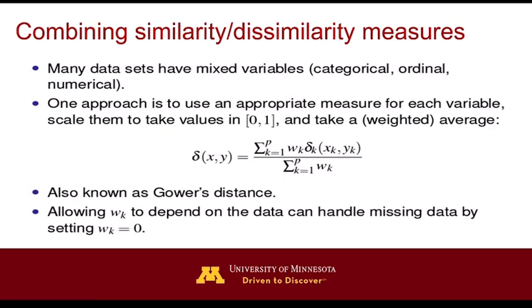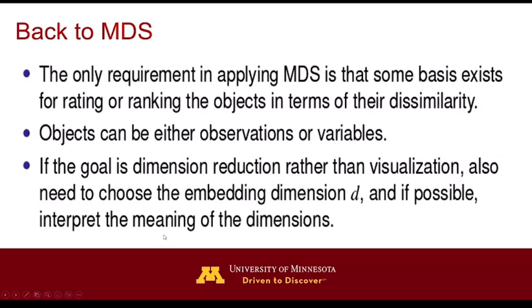Like you scale them to take the value in 0, 1, then you take a weighted average. And that's what you can see here. If this is the dissimilarity between SK and YK, it's actually going to have a weight. And of course, we are dividing by that total weight. Okay, so allowing the weight WK to depend on the data can actually undo missing data by setting that to 0. Okay, so back to the MDS right now.